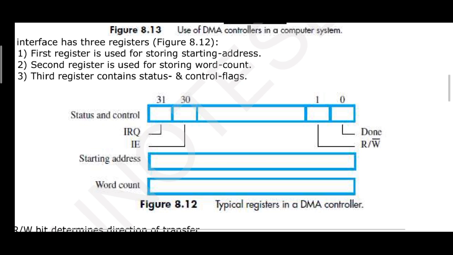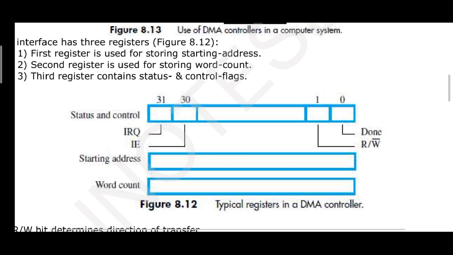Its position is bit number 1, and the bit value can be either 0 or 1. If it is 0, then write is active, since 0 bar is equal to 1, right? It indicates a write operation is going on. If it is 1, obviously a read operation is going on. So at a time, a single operation can be performed. If the value is 0, it indicates a write operation is going on. Otherwise, it is a read operation.